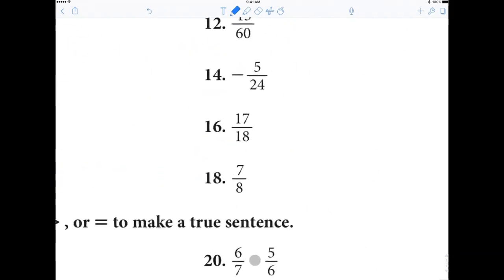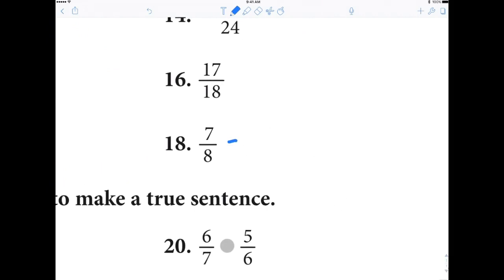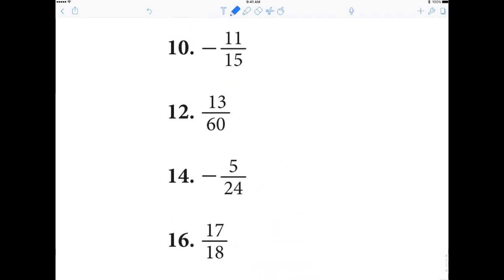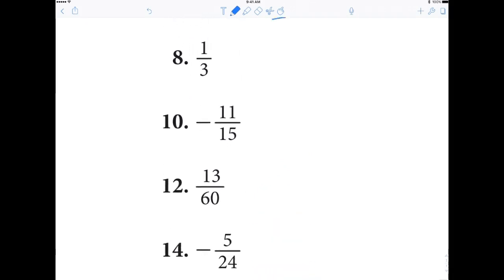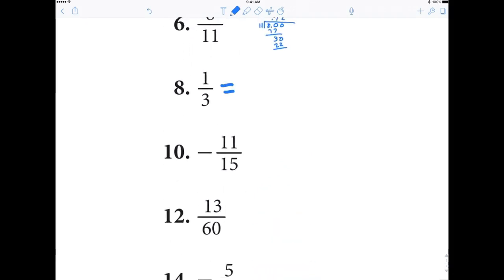All right, 18, 7/8. What was that on our notes? Thank you, 0.875. Very smart. Hopefully it'll motivate you to memorize some of these things. I'm trying to see if there's anything else that was easy. Oh, 1/3. What's 1/3? 0.3 repeating. Very good. Is everybody happy with that?